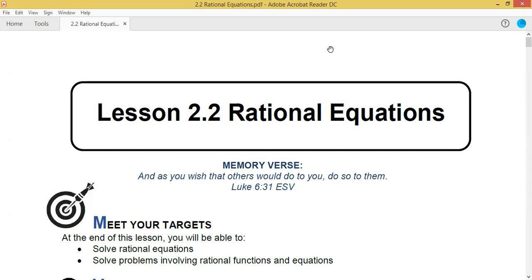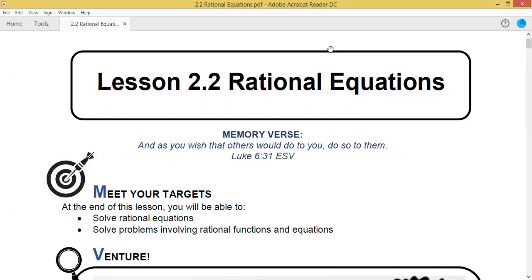Today, we're going to meet your target with our two learning competencies. First, to solve rational equations, and second, to solve problems involving rational functions and equations.